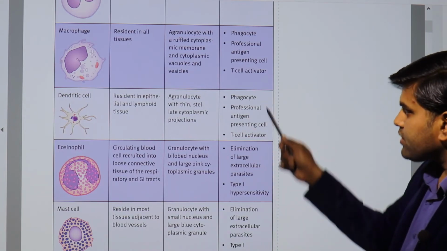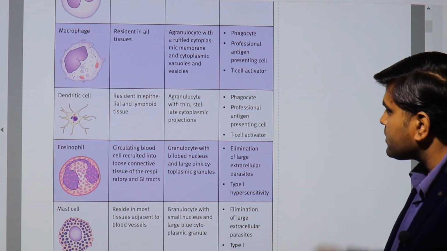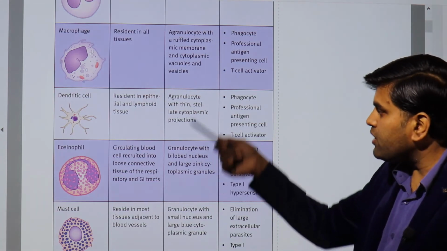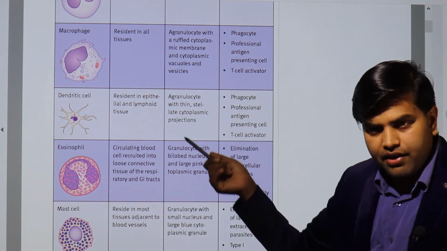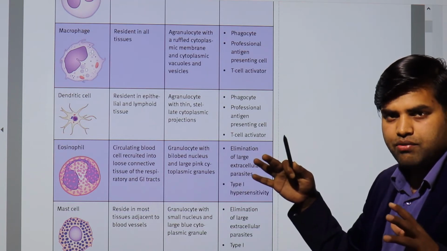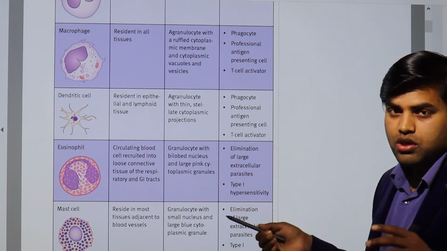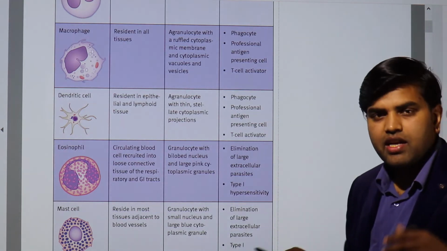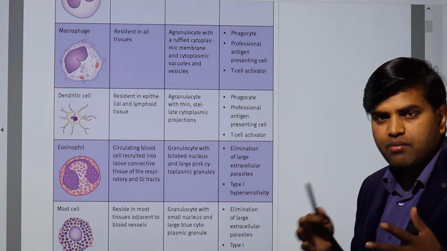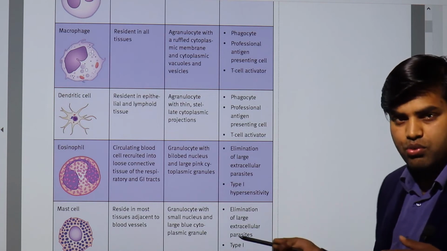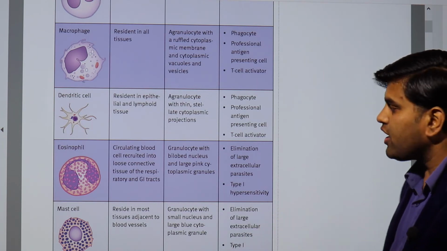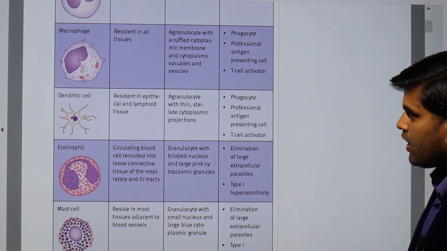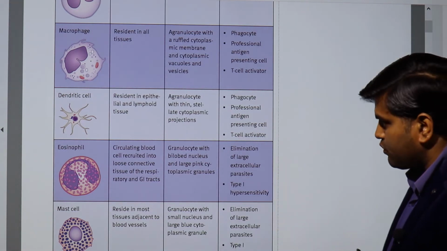It is also a phagocytic cell. It is also an antigen presenting cell, and it is also a T cell activator, same as the macrophage. So the antigen presenting cells in the body are macrophage, dendritic cell and B cell. So these all have this MHC class 2 protein, and all the cells have MHC class 1, including the antigen presenting macrophage and dendritic cell as well.